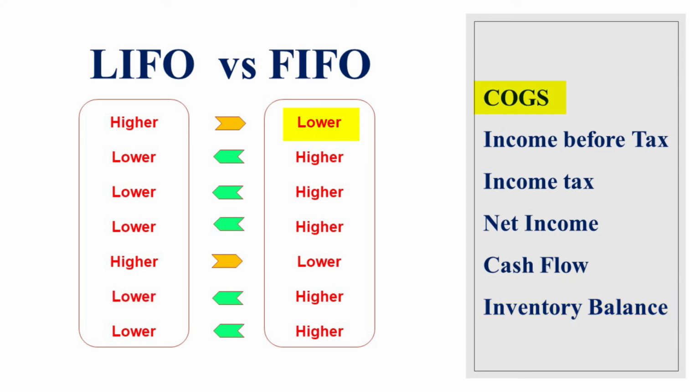On the other hand, FIFO is lower for cost of goods sold. On income before taxes, it is higher. On income taxes, it is higher. On net income, it is higher. On cash flow, it is higher. On inventory balance, it is also higher.